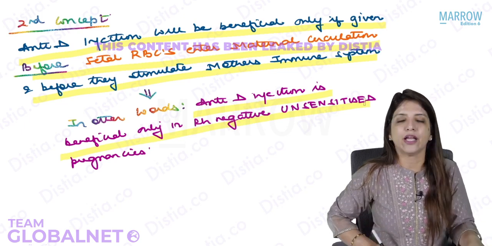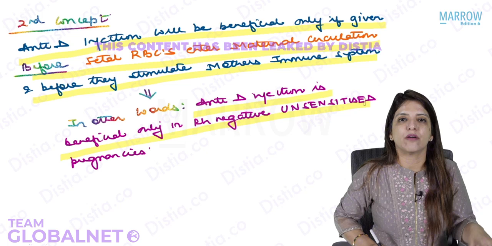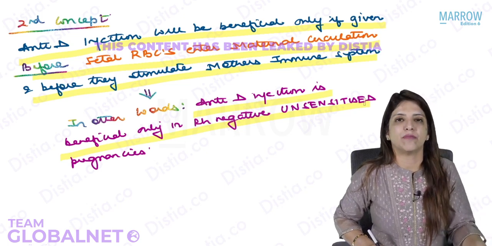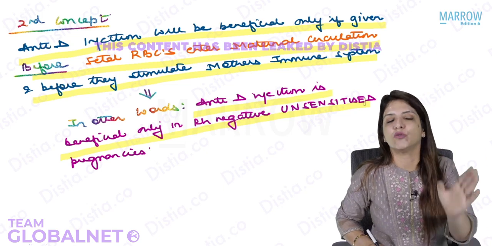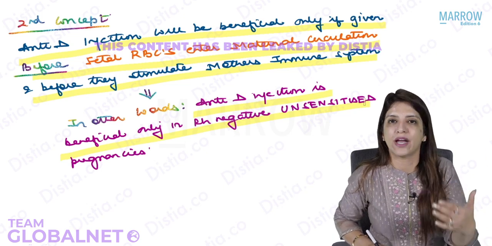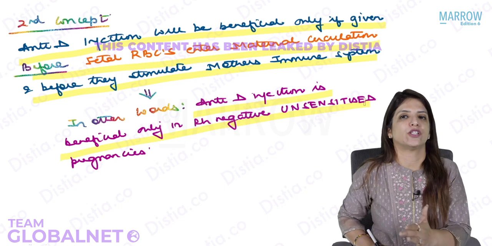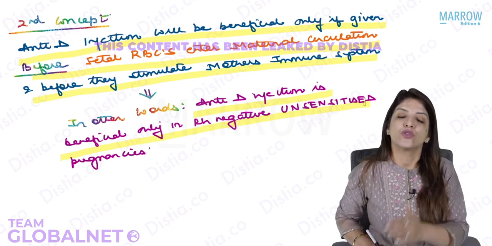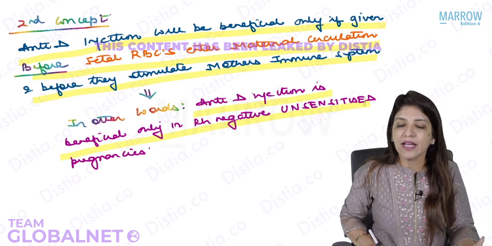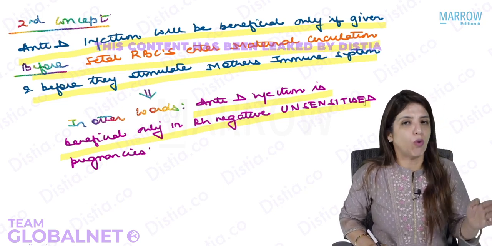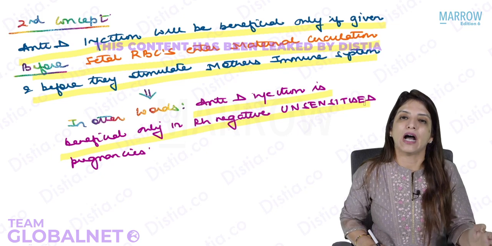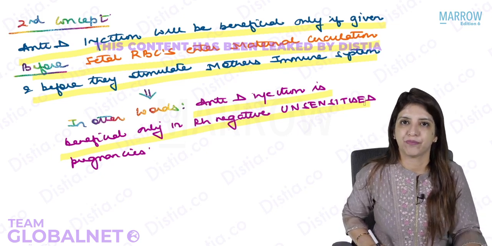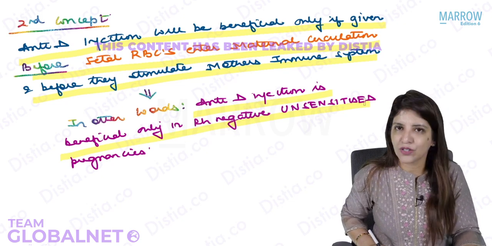A female in whom the fetal RBCs have not yet entered her circulation and have not yet stimulated the immune system to produce antibodies, such Rh negative females are called unsensitized females. So this means that giving anti-D is beneficial only and only to an Rh negative unsensitized female. Clear? Have you understood this?